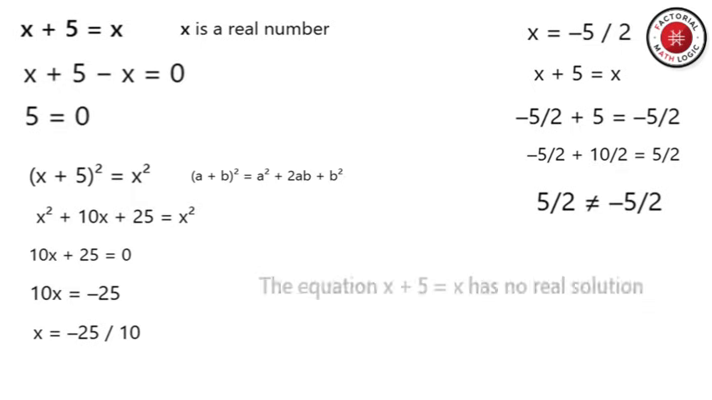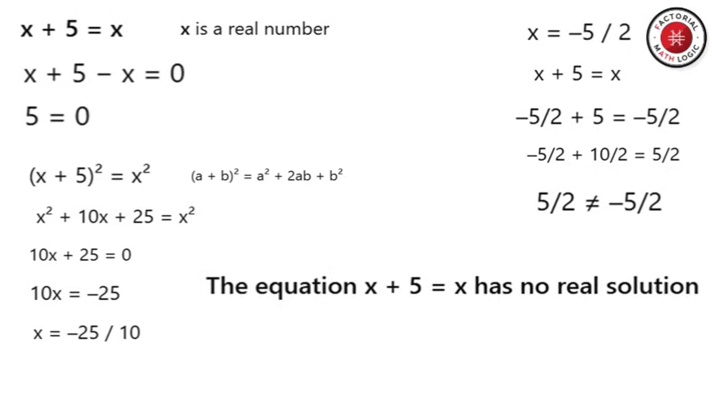Sometimes in algebra, when you square both sides, you create extraneous solutions that look valid but don't actually work when substituted back in. So the final conclusion: the equation x plus 5 equals x has no real solution. This was just a fun example to show why checking your answer is important.